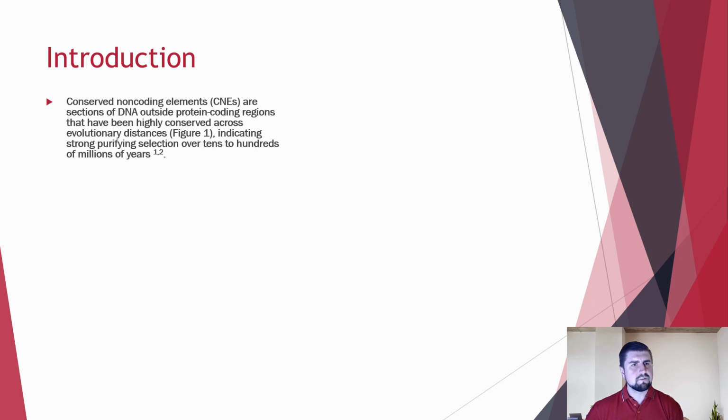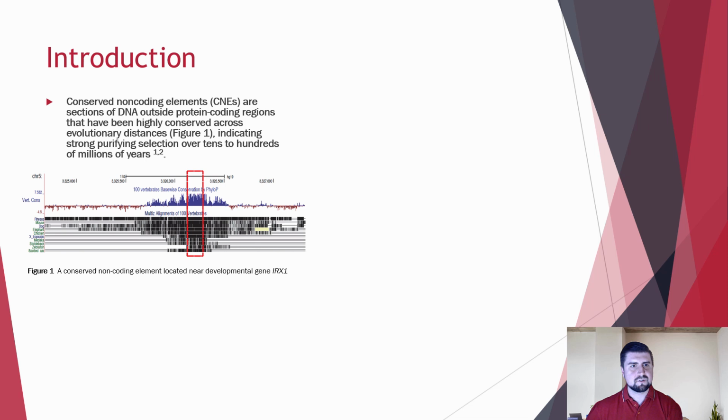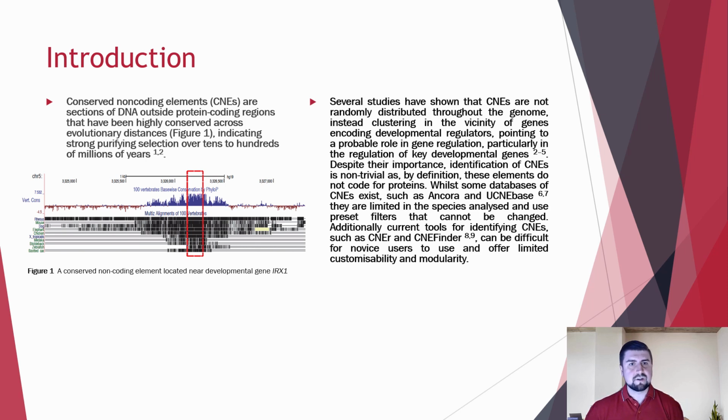Conserved non-coding elements, or CNEs, are sections of DNA outside of protein coding regions that have been highly conserved across large evolutionary distances, indicating a strong purifying selection over tens or hundreds of millions of years. Here we can see a conserved non-coding element located near developmental gene IRX1, showing a high degree of conservation between multiple species. Several studies have shown that CNEs are not randomly distributed throughout the genome, instead clustering in the vicinity of genes encoding developmental regulators, pointing to a probable role in gene regulation, particularly in the regulation of key developmental genes.